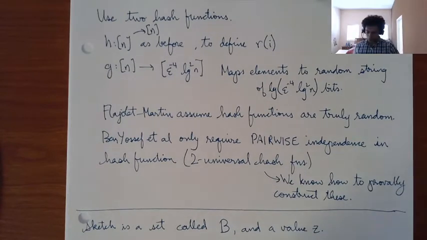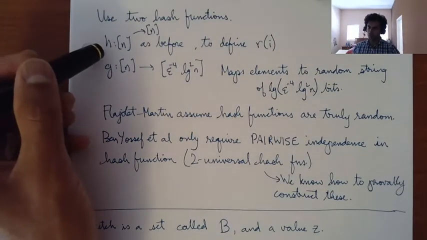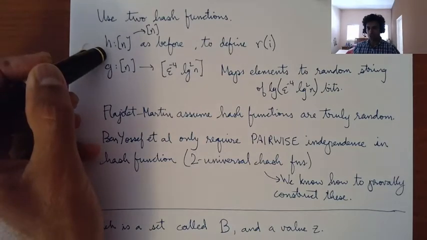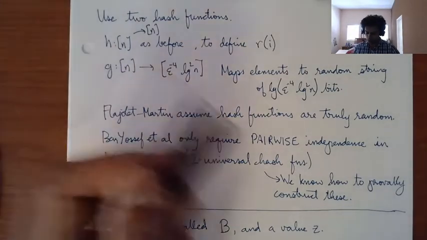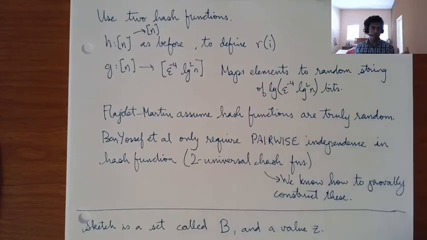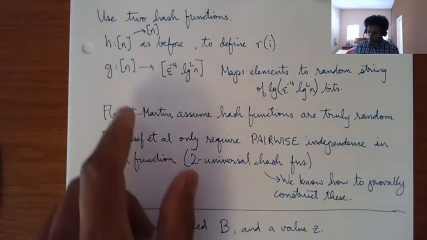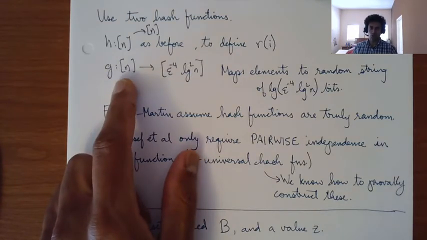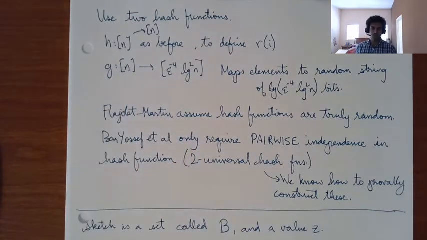Okay, so back to the Bar-Yossef et al. algorithm. We're going to use two hash functions here. H is going to be a hash function as before, and this is going to be used to define Ri, the number of trailing zeros in the hash representation. We're going to use another hash function called G. This is really a space-saving trick.